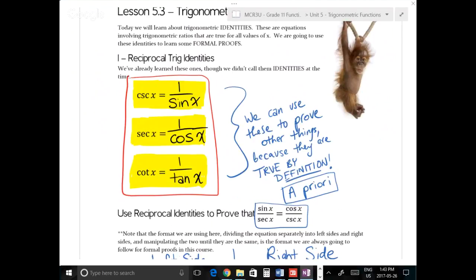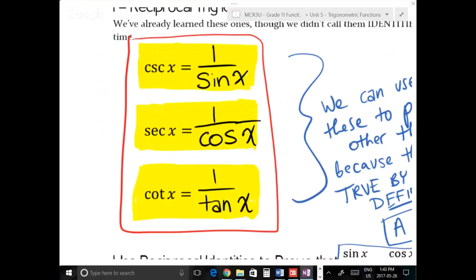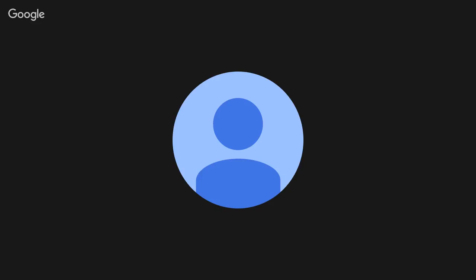So these 5 things that we know are true. The reciprocal trig identities are true by definition. Cosecant is 1 over sine. Secant is 1 over cos. Cotangent is 1 over tan. We just flip them all. Those are all true by definition.